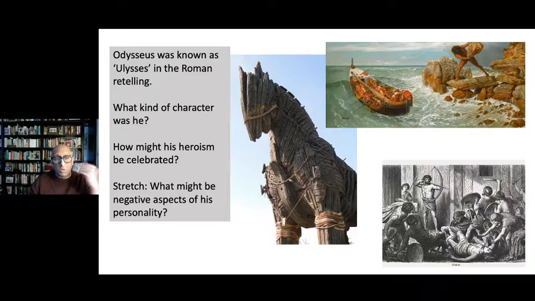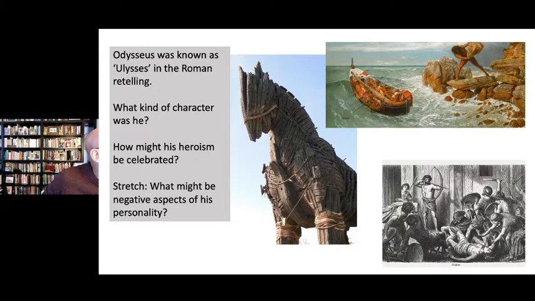So the first poem we're going to look at by Tennyson is a poem called Ulysses. Now, Ulysses was the name that the Romans gave Odysseus. What kind of character was he? How might his heroism be celebrated? And what might be negative aspects of his personality?